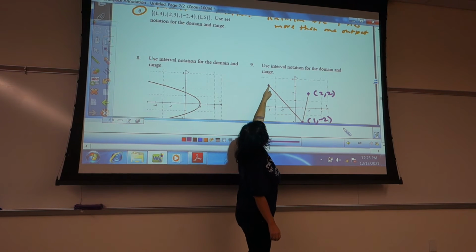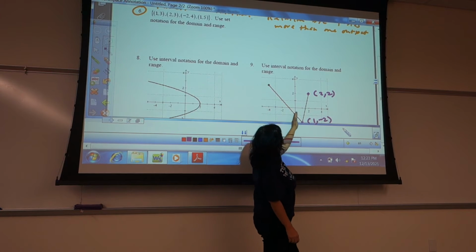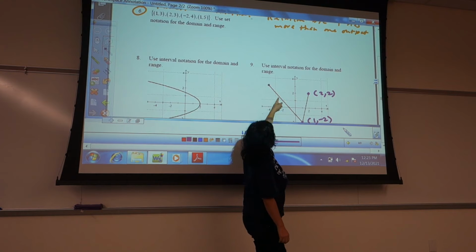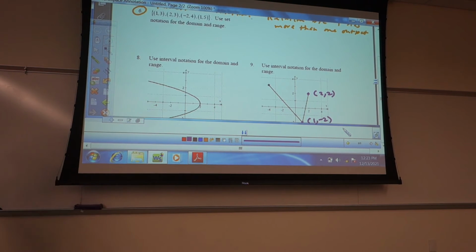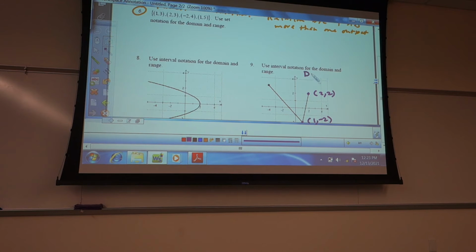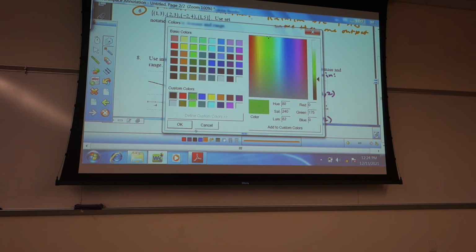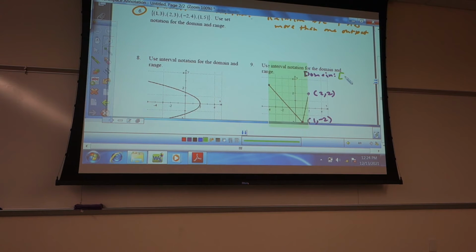Here, my domain is going to be everything from -4 all the way to 2, and everything in between. So that's the difference between those two spots. My domain is from -4 to 2. It's what my x's are allowed to be. You can think of it as my width, just from there to there. So that's from -4 to 2. Right.